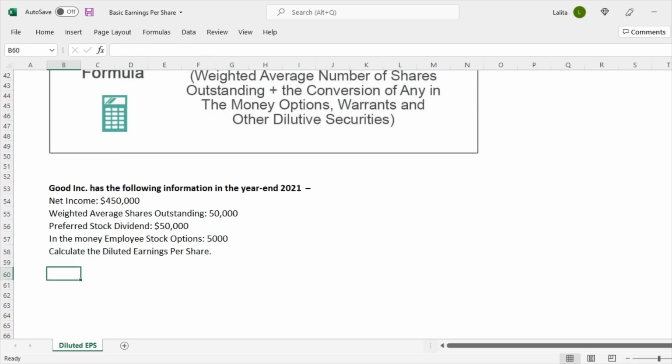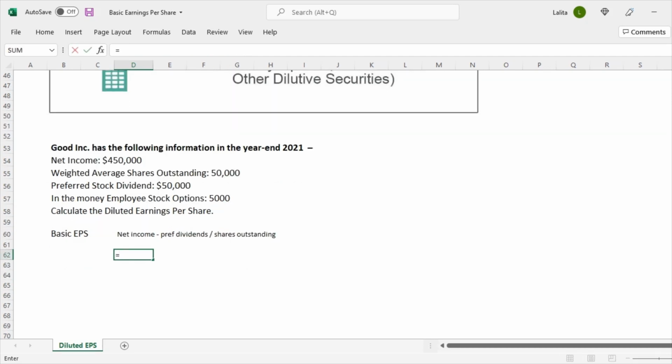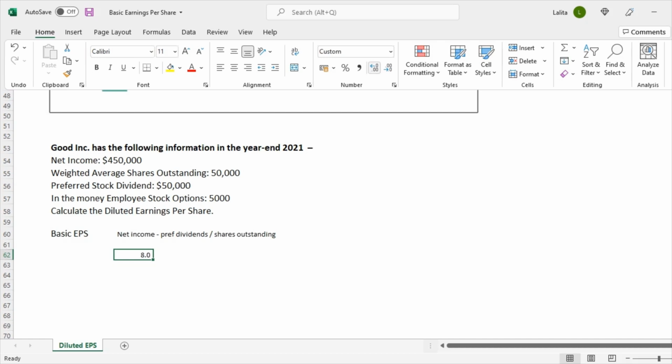Let's first calculate the basic EPS. What is the basic EPS? Basic EPS is nothing but net income minus preferred dividends divided by the shares outstanding, right? So this comes out to be net income $450,000 minus $50,000 as the preferred stock dividends. So the numerator is $400,000, and this is divided by your total shares outstanding, that is 50,000. So we get the basic EPS as 8.00.